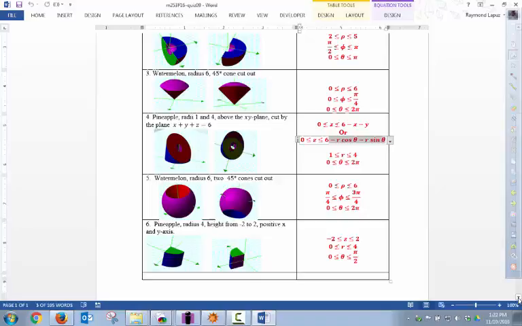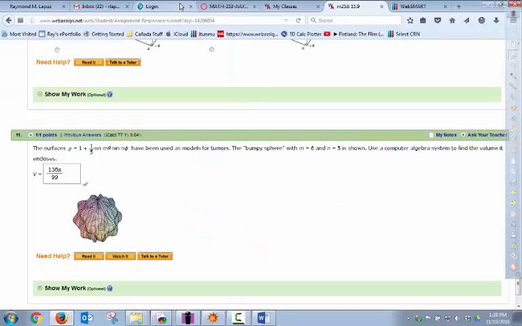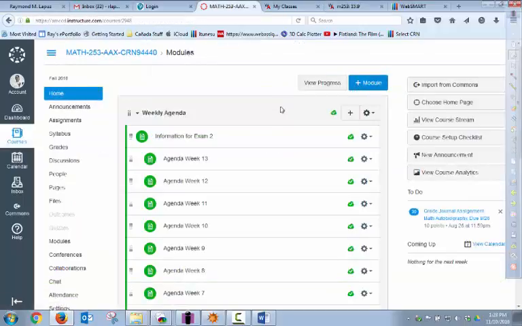The watermelon. The phi goes from pi over 4 to 3 pi over 4, and then this last one is pretty straightforward. Okay. Would that be interesting, or should I not bother posting it? Not post it. Okay. All right.